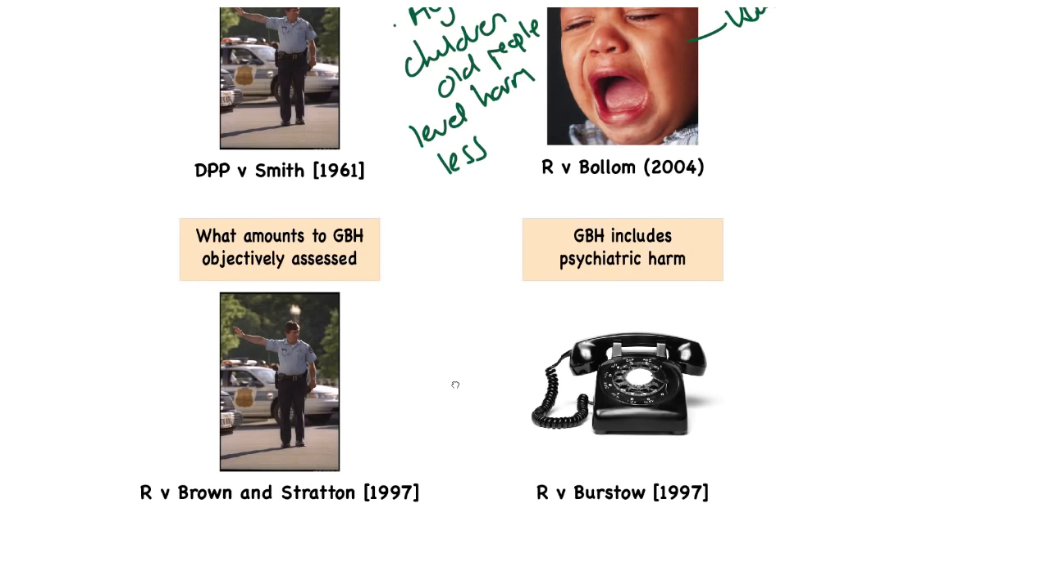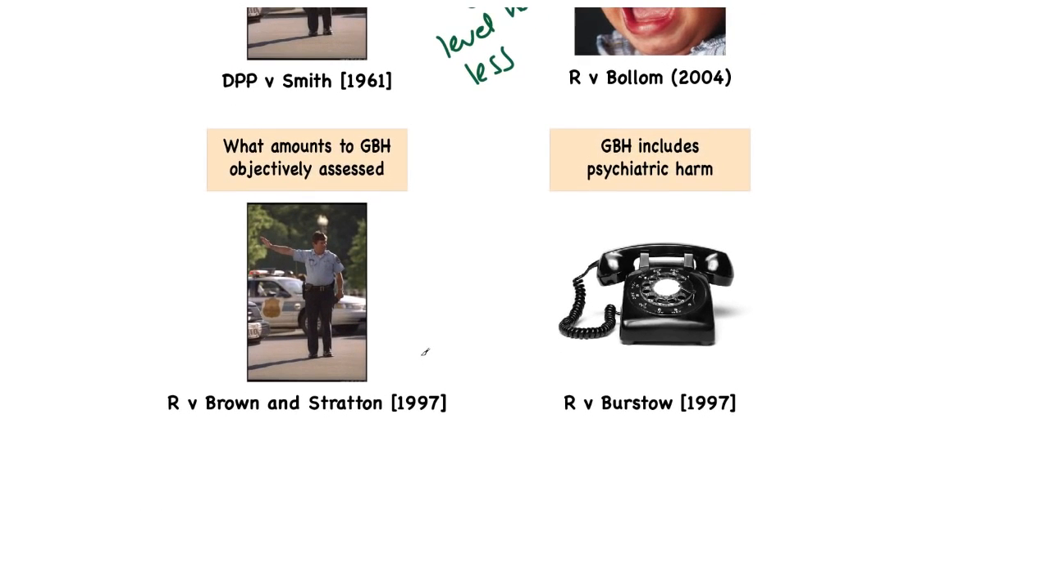And Brown and Stratton is a tragic and interesting case, if you like, but two things come from it. The first is that what amounts to grievous bodily harm is objectively assessed. That is, it's up to the jury. And in using the test of the reasonable man, what is really serious has to be assessed objectively. The second is the idea about it can be cumulative. I'll demonstrate what I mean by looking at the case.